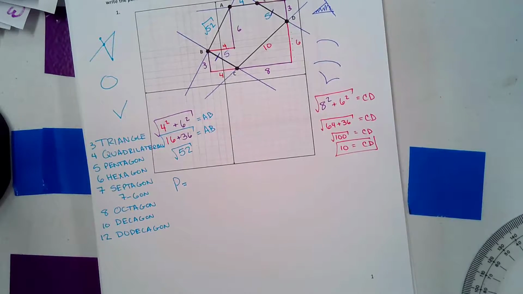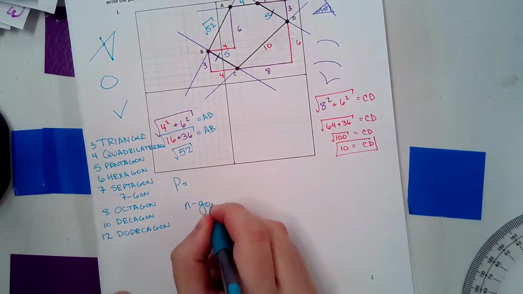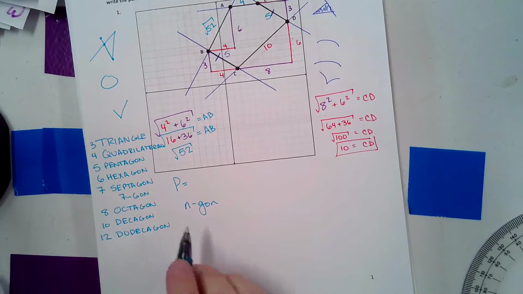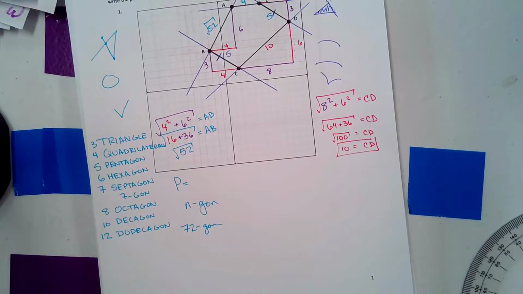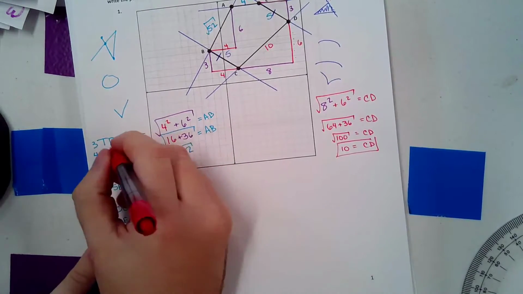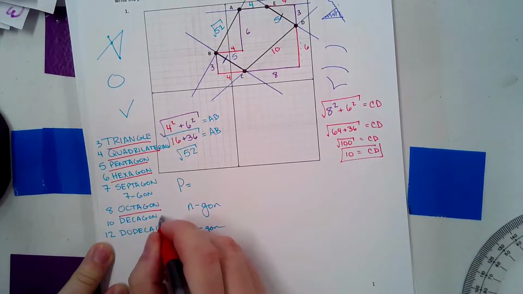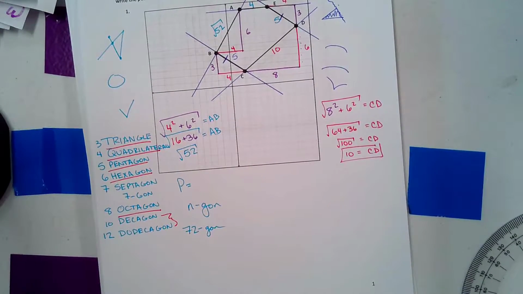If we want any type of gon, what we do is we call it an n-gon, n meaning any number. So if I wanted a 72-sided polygon, I'd say a 72-gon. Right? I'd prefer you to use these names: triangle, quadrilateral, pentagon, hexagon, and octagon. These 2 are bonus. Don't say septagon. You can just call it a 7-gon. Same thing with 9, 9-gon. All right.